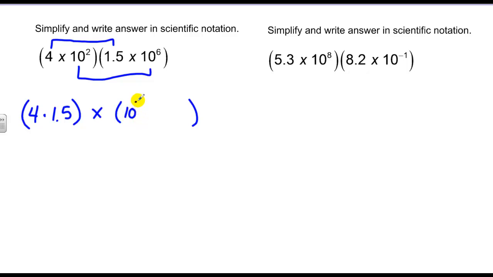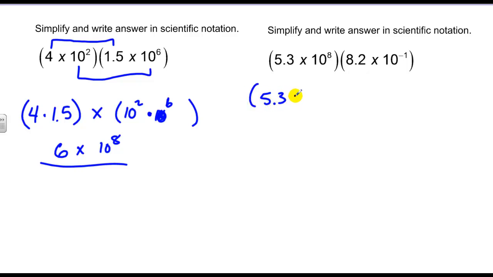And then look at what 10 squared times 10 to the 6th is. So 4 times 1.5 is going to be 6. And since I'm multiplying numbers with the same base, I must add the powers. So that's 10 to the 8th. And that's done.